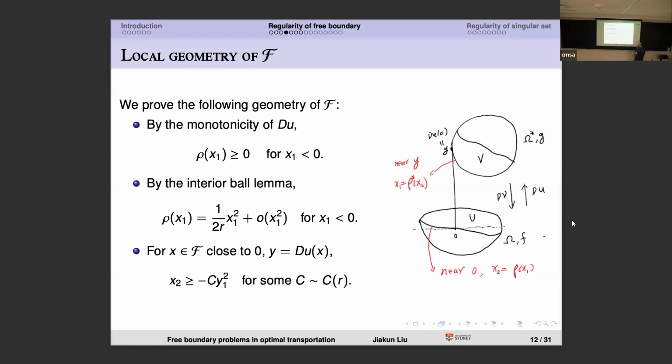And even better, by using the interior ball lemma, we can show that on the left-hand side part, this function is almost quadratic. It's quadratic plus some extra term. And this R is the distance between 0 and the y. It has a positive lower bound. So everything here is fine. It's a quadratic function plus some extra term. Okay, so that describes the left-hand side part of the free boundary. And for the right-hand side part of the free boundary, we also have a lower estimate. That means it cannot drop too much. It can be negative a little bit, but cannot be too negative.